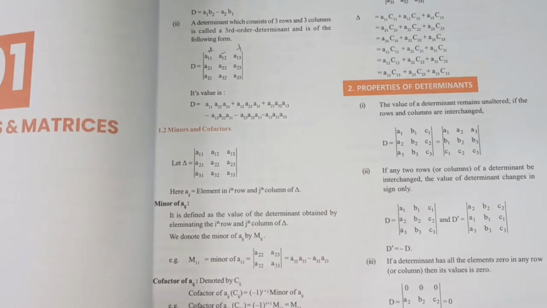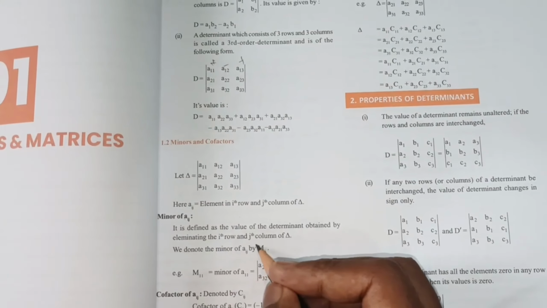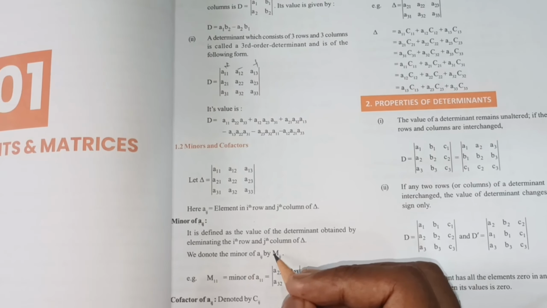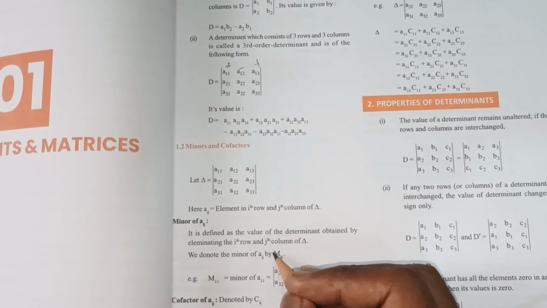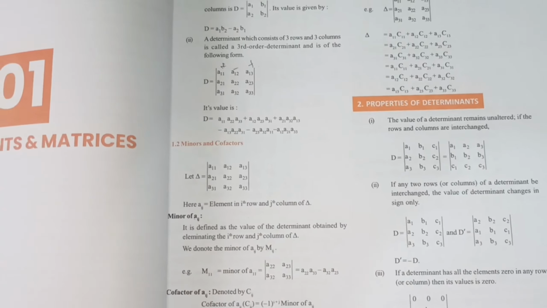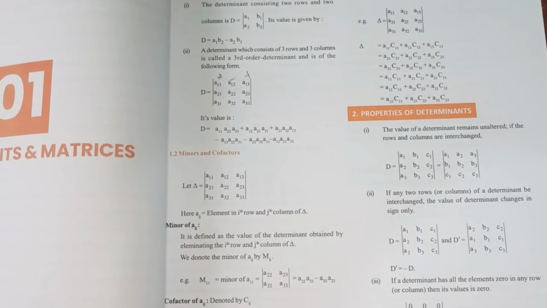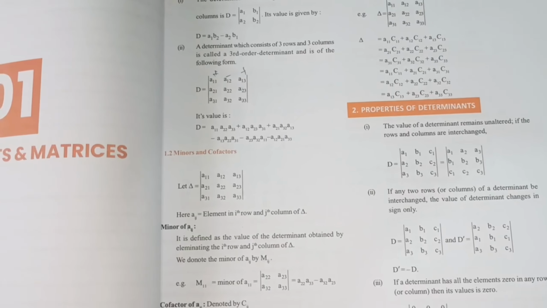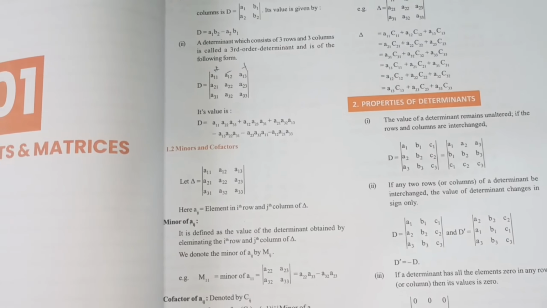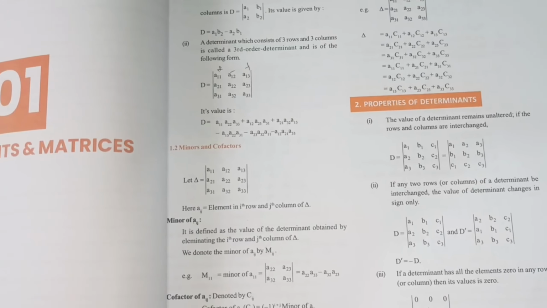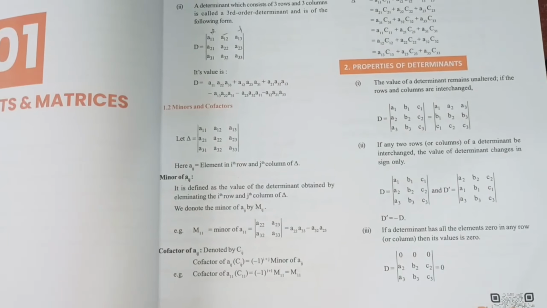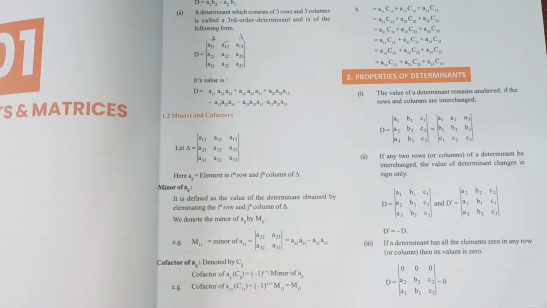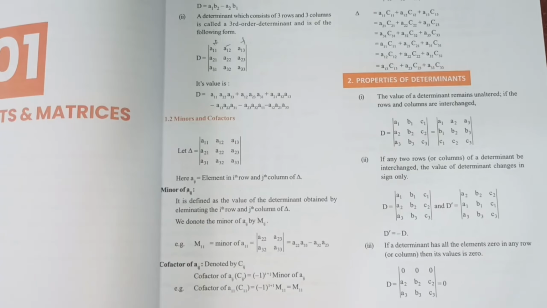So the minor is represented by capital M. It is in the GATE examination also, but this video is only for IIT, JEE Mains. So let's understand this from the point of view of JEE Mains, JEE Advanced and MSET. The cofactor is denoted by Cij and the minor is denoted by Mij.